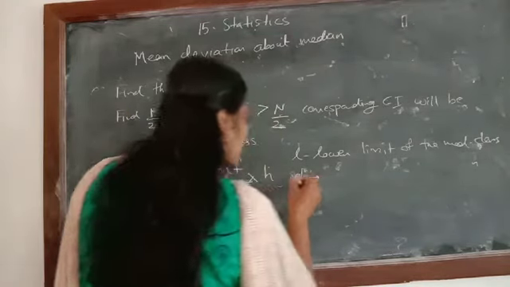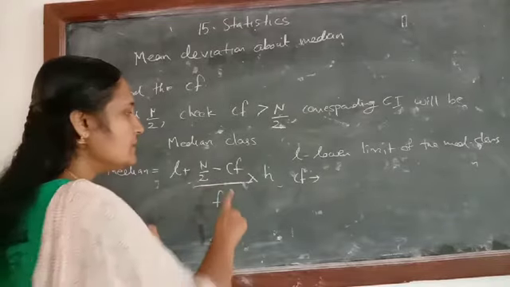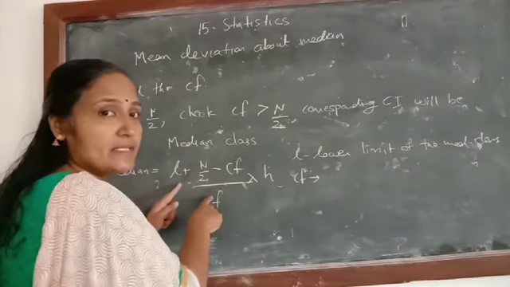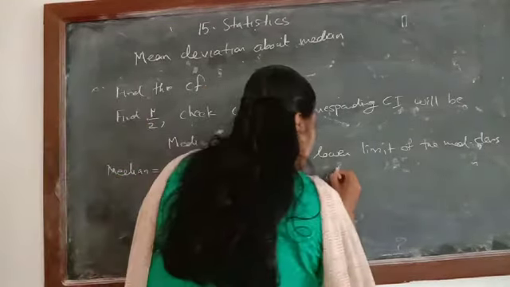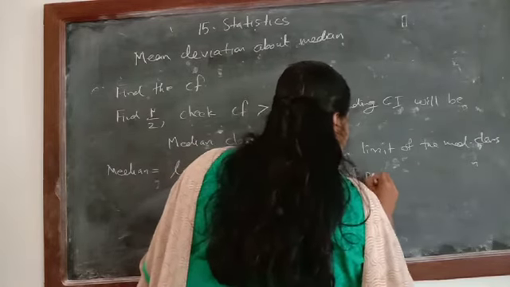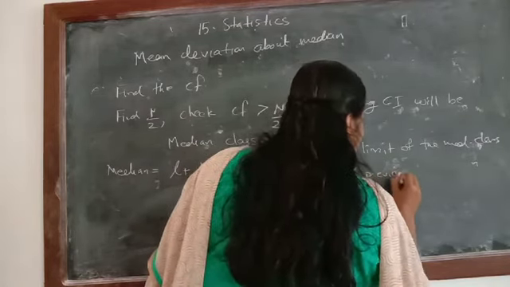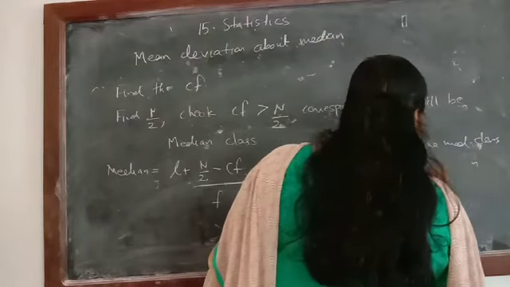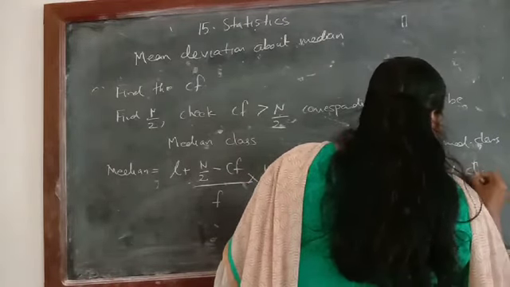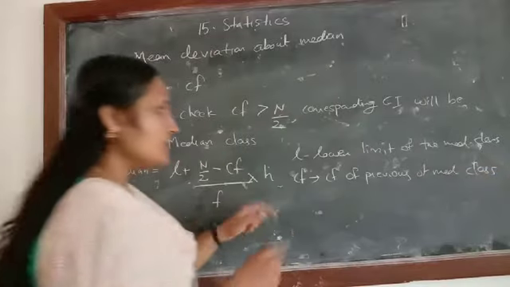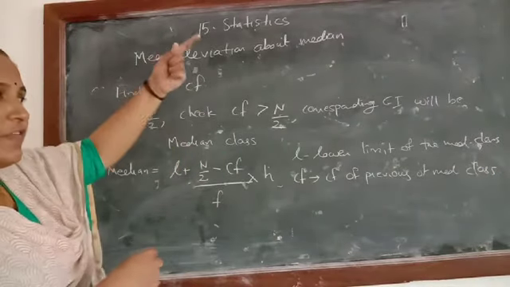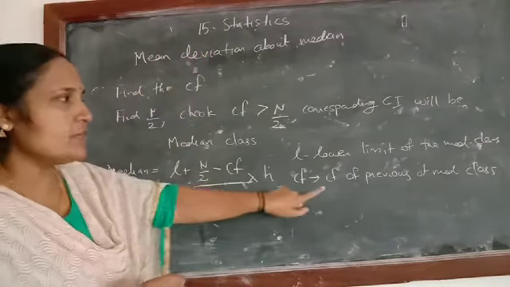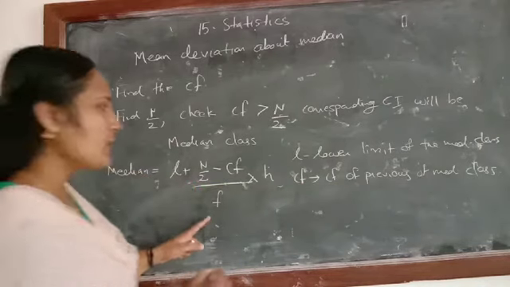Just check the cumulative frequency. CF is not the cumulative frequency of the median class. This is the cumulative frequency of the previous class, the class preceding the median class. That is, the cumulative frequency of the class before the median class. That you have to write.